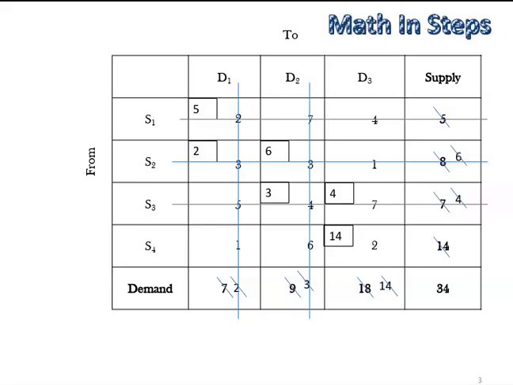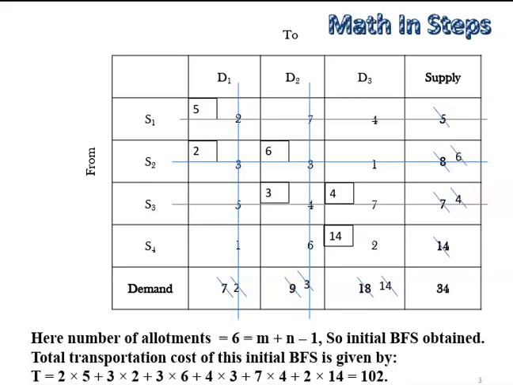So you can check here how many allotted cells we have obtained. We have obtained 6 allocated cells, which is equal to m plus n minus 1, where m is the number of rows and n is the number of columns. So we have obtained the initial basic feasible solution.